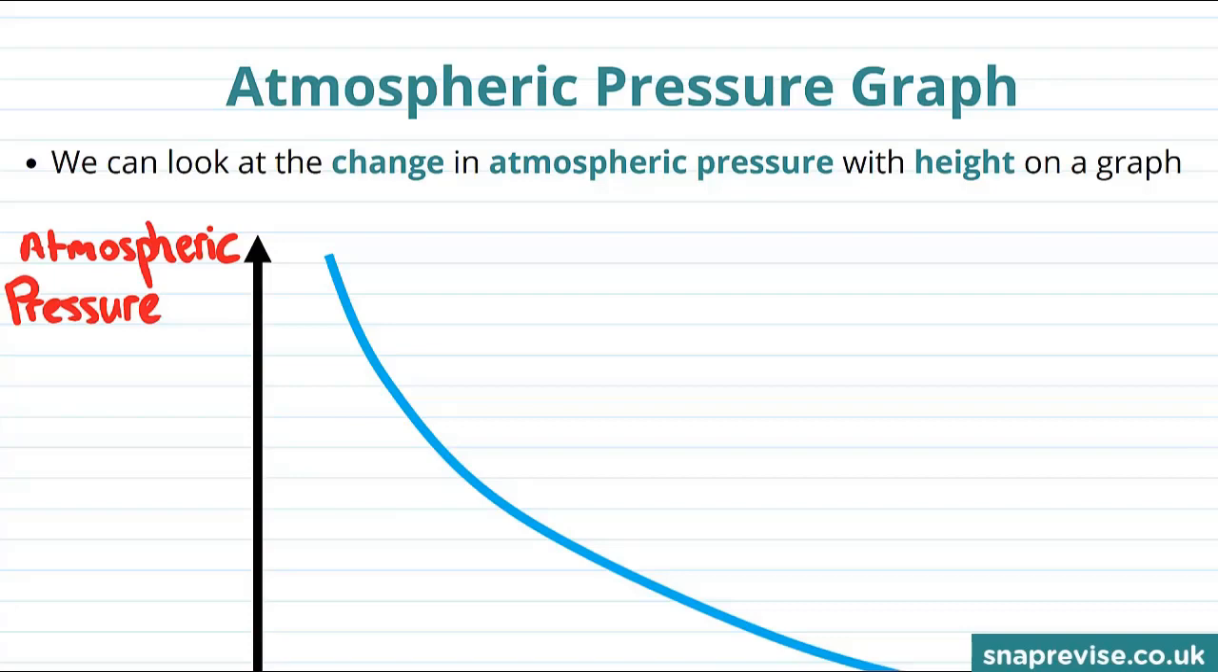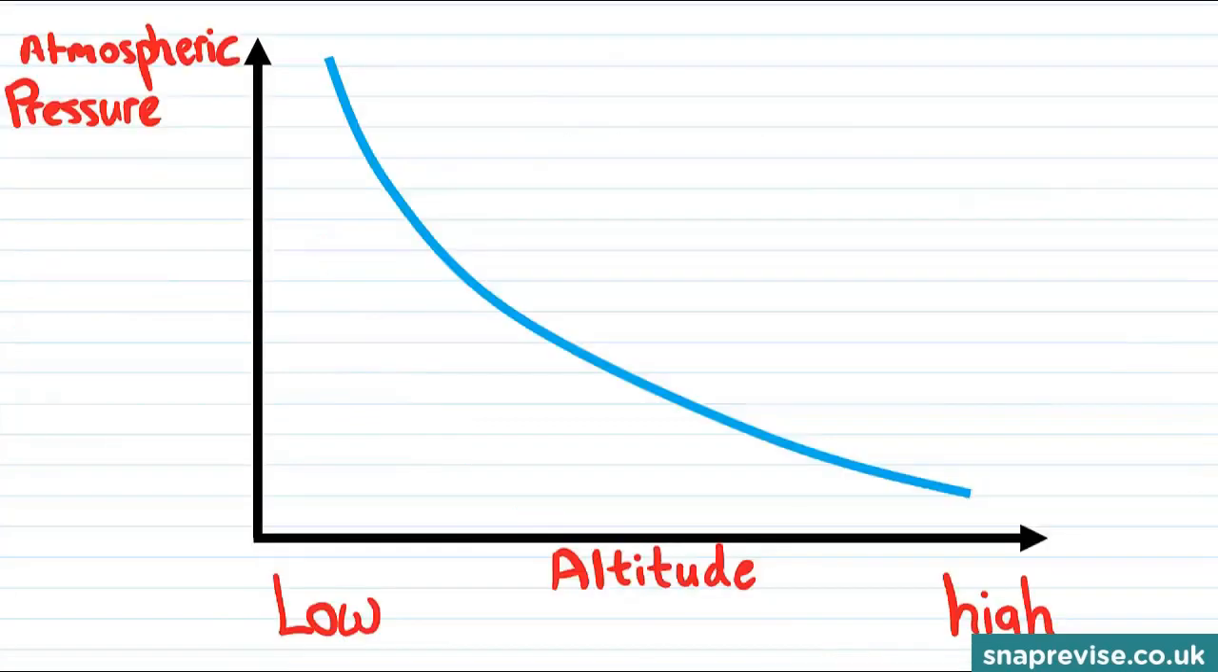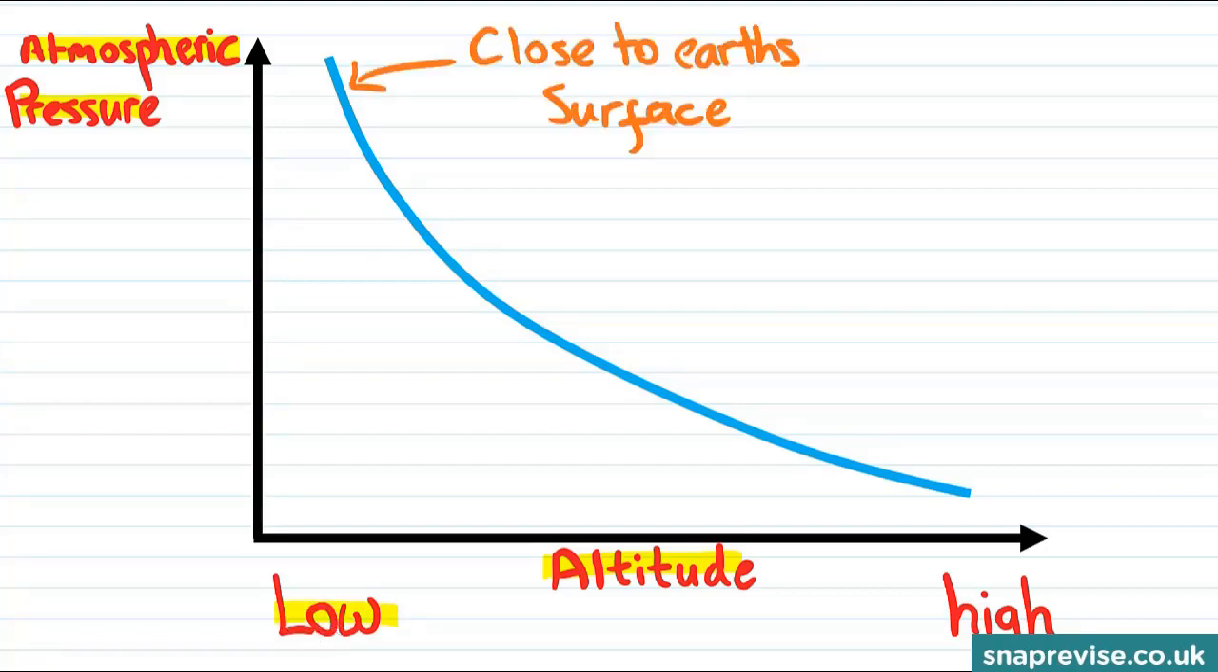Now that we understand the relationship between pressure and height, we can look at the change in atmospheric pressure with height on a graph. In this graph, we've plotted the atmospheric pressure against the altitude or height. So we see from this graph that when the altitude is low, we are close to the Earth. And here at the low altitude, close to the Earth's surface, the pressure is high.